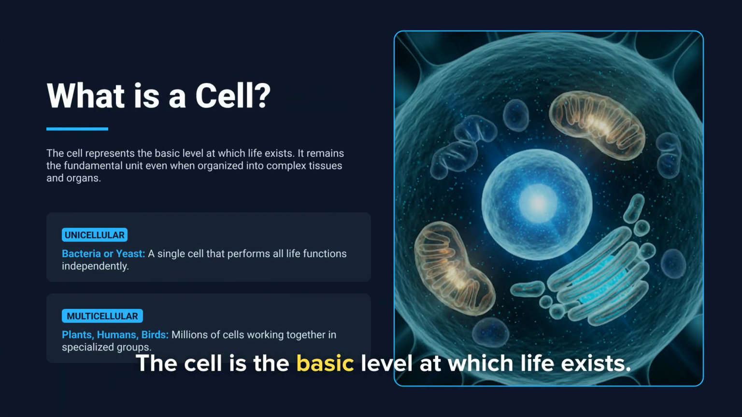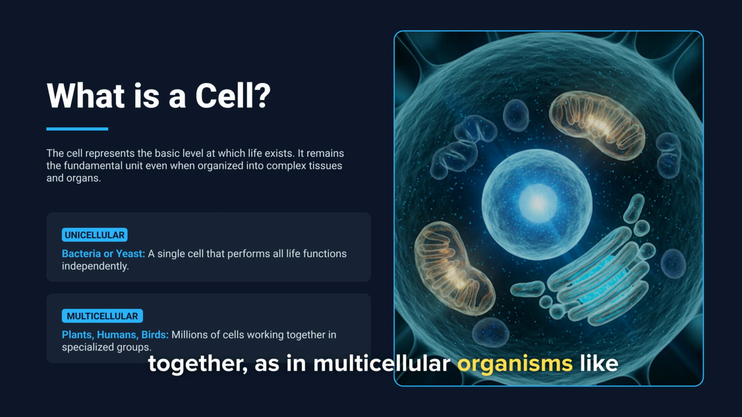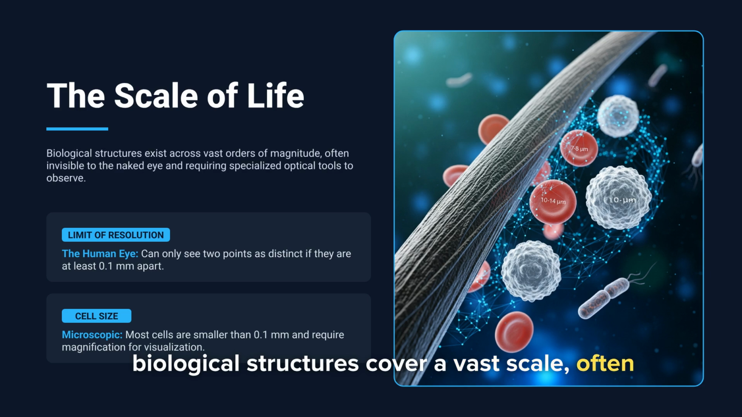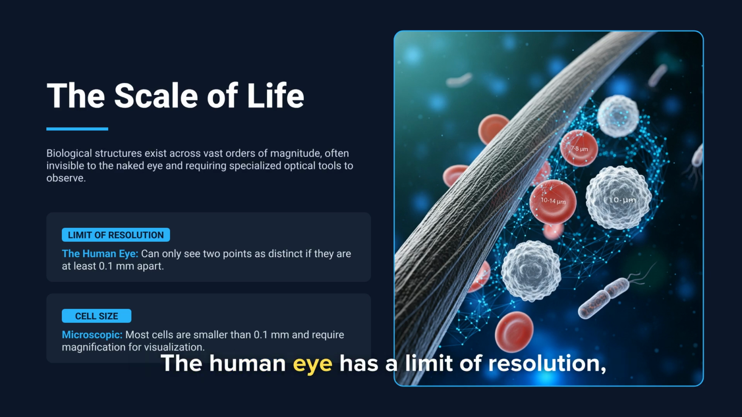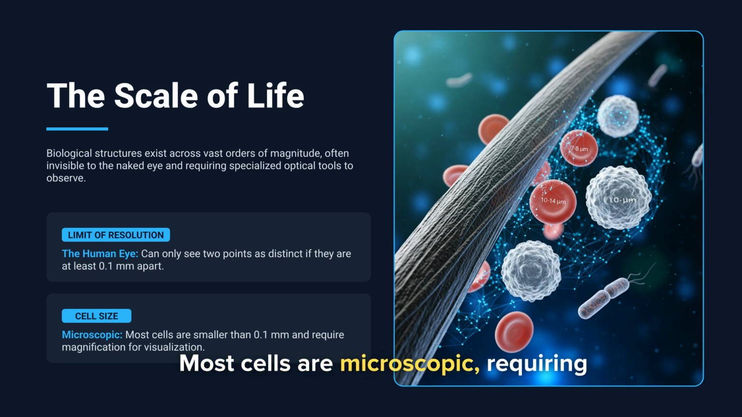The cell is the basic level at which life exists. It is the fundamental unit, whether it's a single cell, like in bacteria, or millions working together, as in multicellular organisms like plants and animals. Biological structures cover a vast scale, often invisible to the naked eye. The human eye has a limit of resolution, distinguishing points that are at least 0.1 millimeters apart. Most cells are microscopic, requiring magnification for visualization.